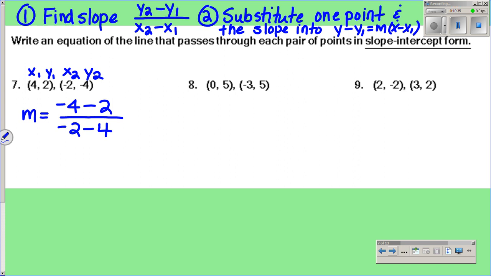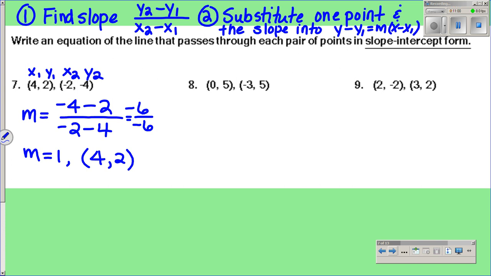-4 minus 2 simplifies to -6, and -2 minus 4 also simplifies to -6. -6 divided by -6 simplifies to a slope of 1. Now, we only need 1 point. We're given 2 points, so I recommend picking the point that looks the easiest.